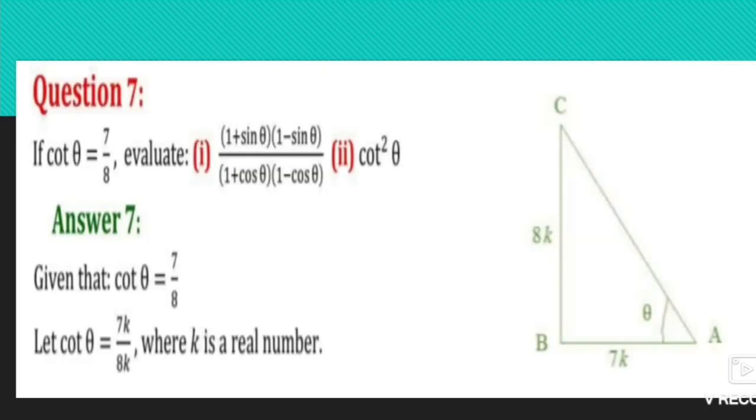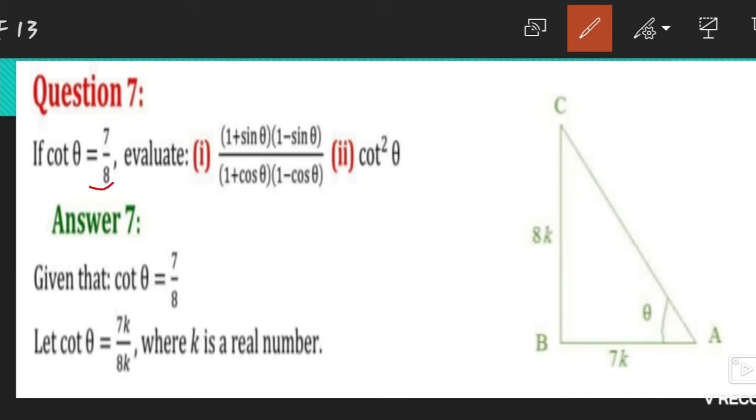Question number 7 is, if cot theta is equal to 7 by 8, evaluate the value of (1 plus sin theta) into (1 minus sin theta) by (1 plus cos theta) into (1 minus cos theta). Also find the value of cot square theta. As you can see, the values of sin theta and cos theta are not given here, so I have to find the value of sin theta and cos theta.